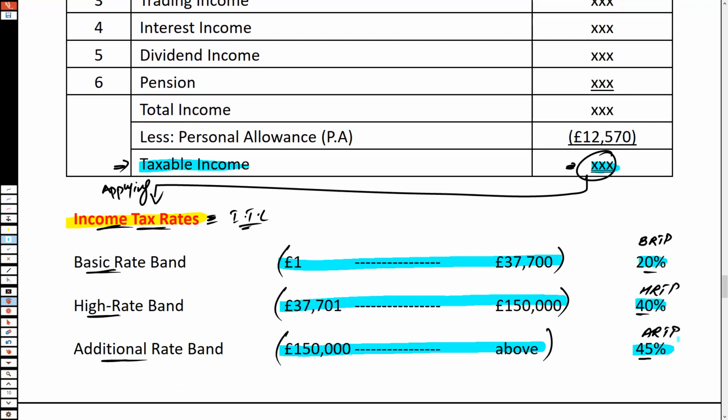Don't worry, we are going to perform 6 to 7 different examples to know how exactly we can calculate the tax liabilities, and what is the pattern, what is the sequence, what is the way to apply the band limits and to apply the tax rates.